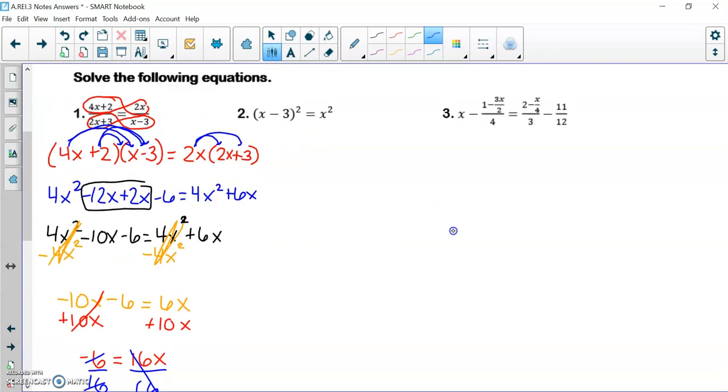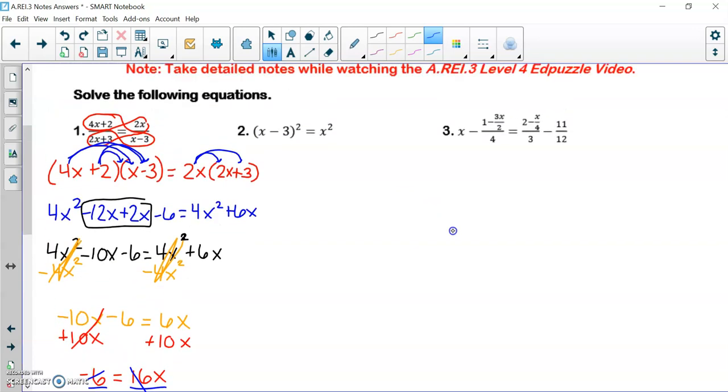All right, moving on to number 2. Now, with an x minus 3 squared, this is not just an x squared plus 9. No, an x minus 3 squared is the same thing as an x minus 3 times an x minus 3. And so we have a binomial times a binomial again. So we can either do the distributive property method or the FOIL method. I'm going to do FOIL.